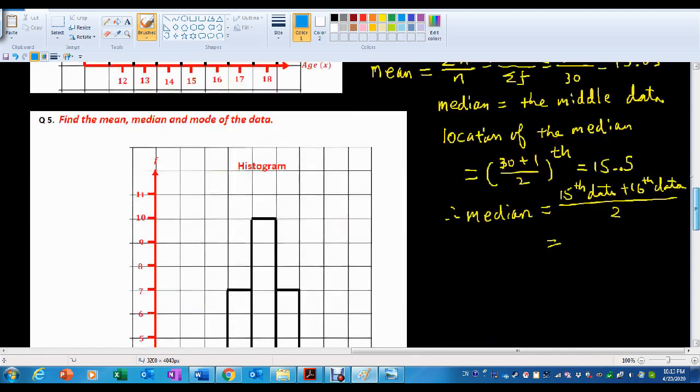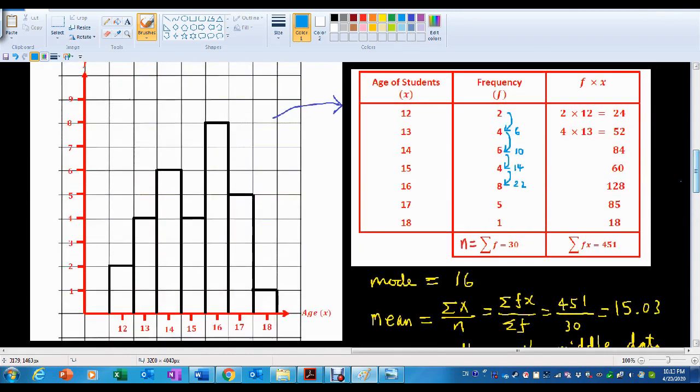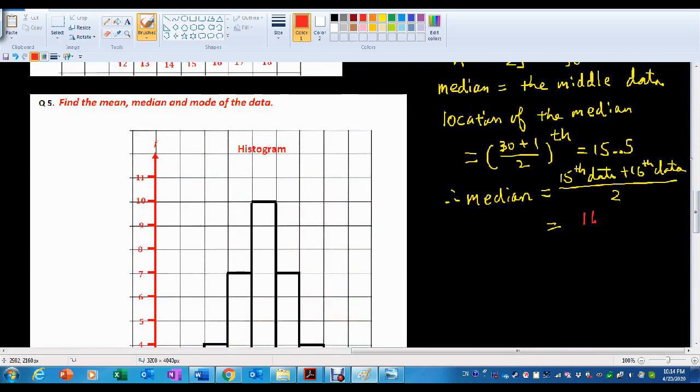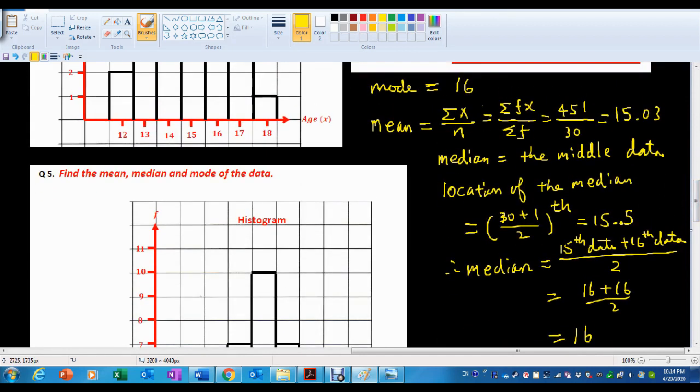Okay, so we need to find the 15th and 16th. They should be around here, right? It should be around 16 because up to 15 there are only 14 students. So you need to find the 15th and 16th students. Both of them are of age 16. So that's 16. All right. So the mode is 16, the mean is 15.5, and the median is also 16.